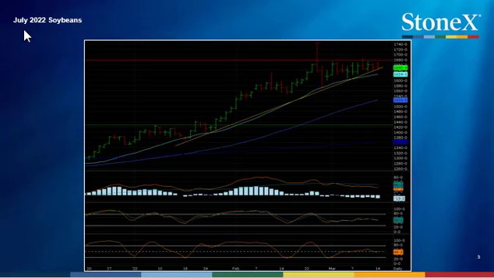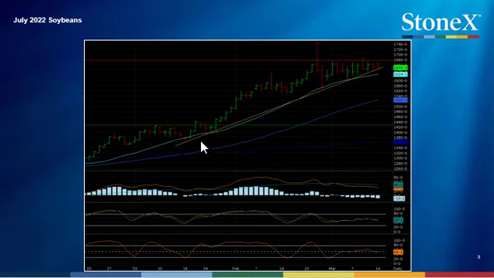Let's jump right into our first chart. This is the July 2022 soybeans. You take a look at this chart, you can see a long lower trend line that I've drawn off. That first low was made on the 18th of January, 1365 3/4.